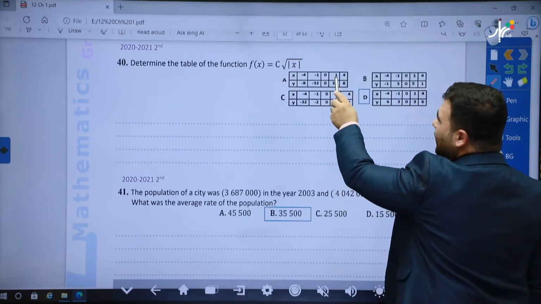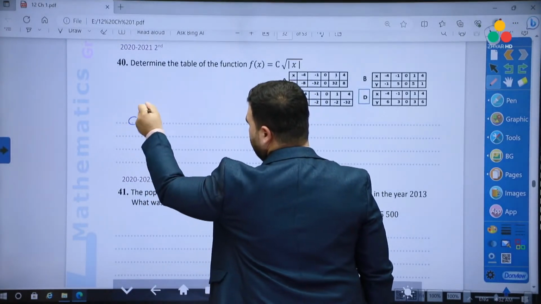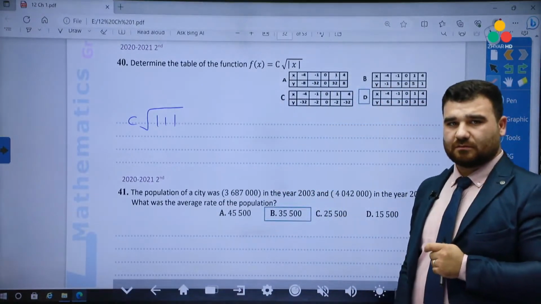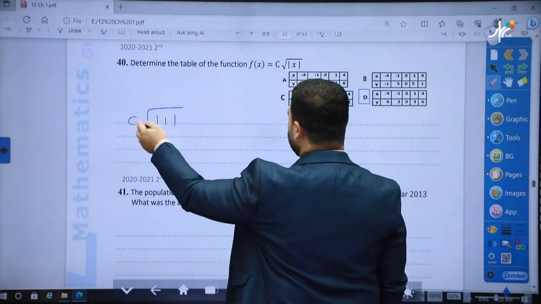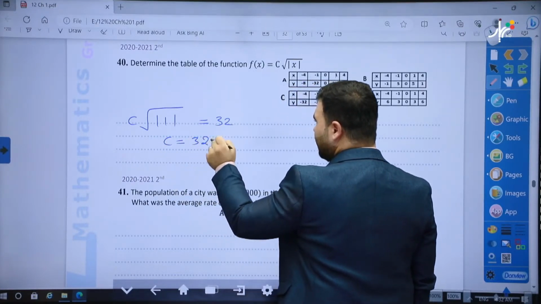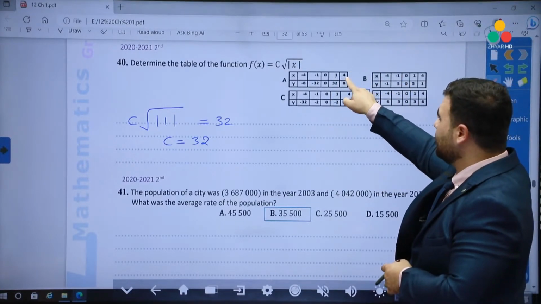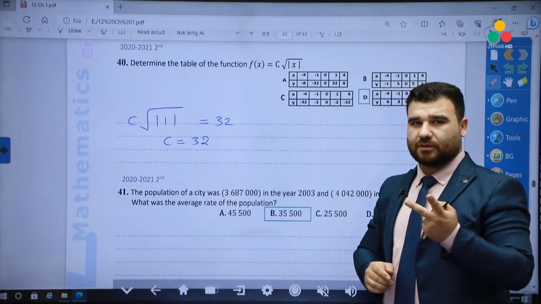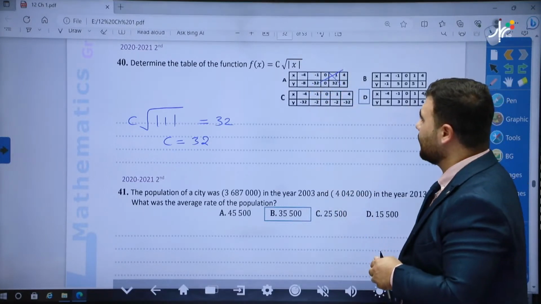When x is 1, I'll have c multiplied by the square root of the absolute value of 1. Absolute value of 1 is just 1. Under the square root, still 1. The result multiplied by c is c, and it's 32. This means c is 32. If c equals 32 works for the second point, it means this table is correct. Now if I put 4, absolute value of 4 is 4. Square root of 4 is 2. 2 times 32 is not 8. Then this table is wrong.